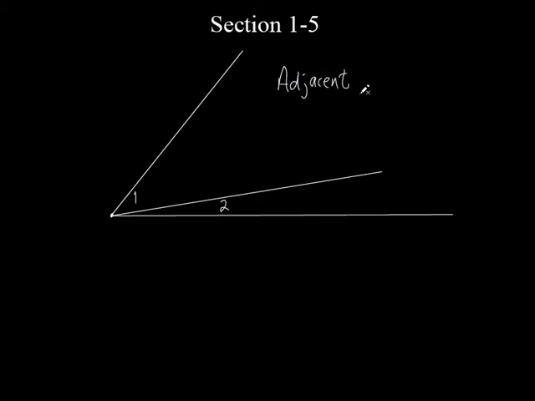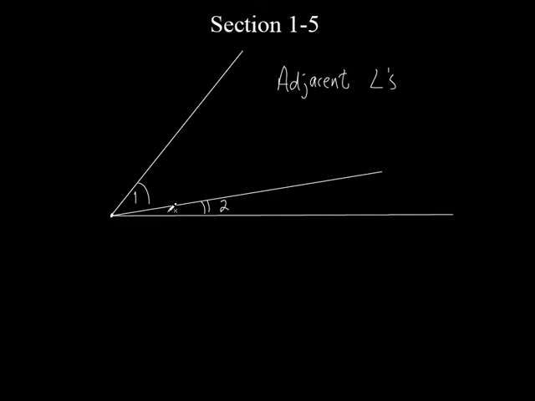Anybody know what adjacent means, just off the top of their head? Somebody said something was adjacent to something else. What would that mean? Not opposite, next to, right? It means next to it. The word adjacent means next to something. So these are adjacent angles. Look at it. Angle 1 and angle 2, they're right next to each other. So that's what adjacent angles are.